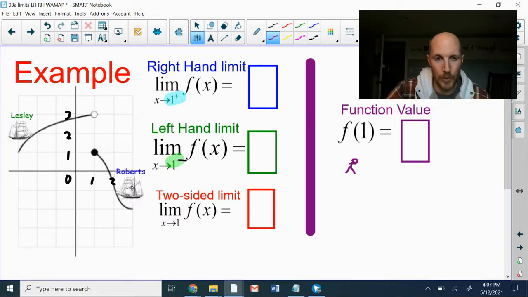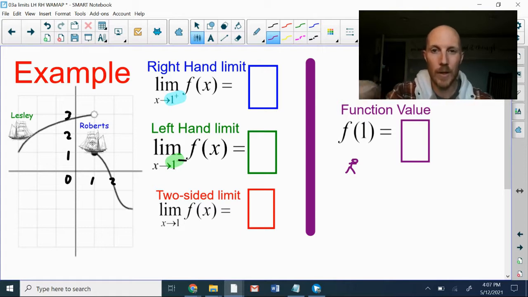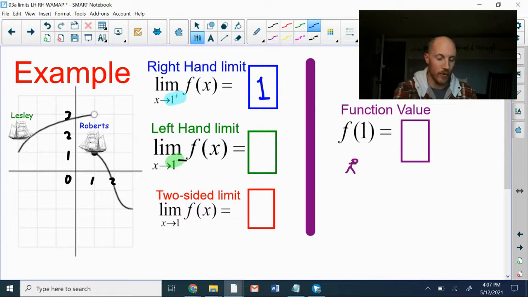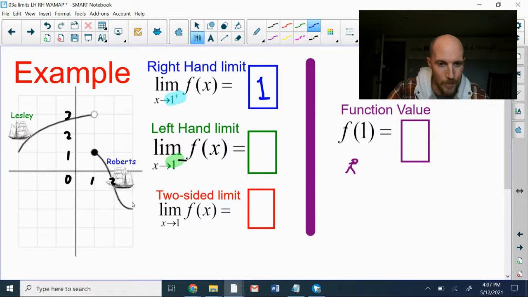So when Dread Pirate Roberts sails his Dread Pirate ship towards that x coordinate of 1, it really, really looks like he's going to end up at a height of 1. And in this case, he actually arrives there, and that totally doesn't make any difference. There's a closed dot. The graph actually goes there. It doesn't make any difference. You're going to move Roberts out of the way.